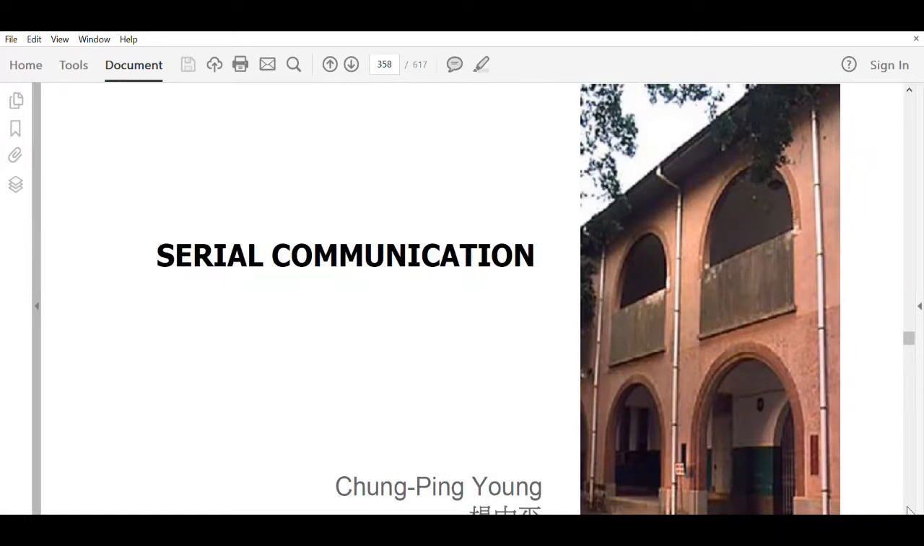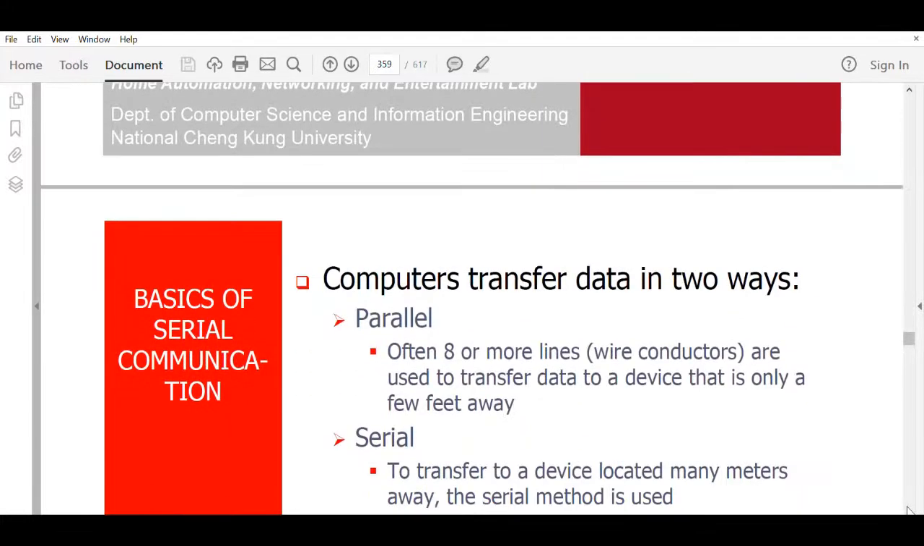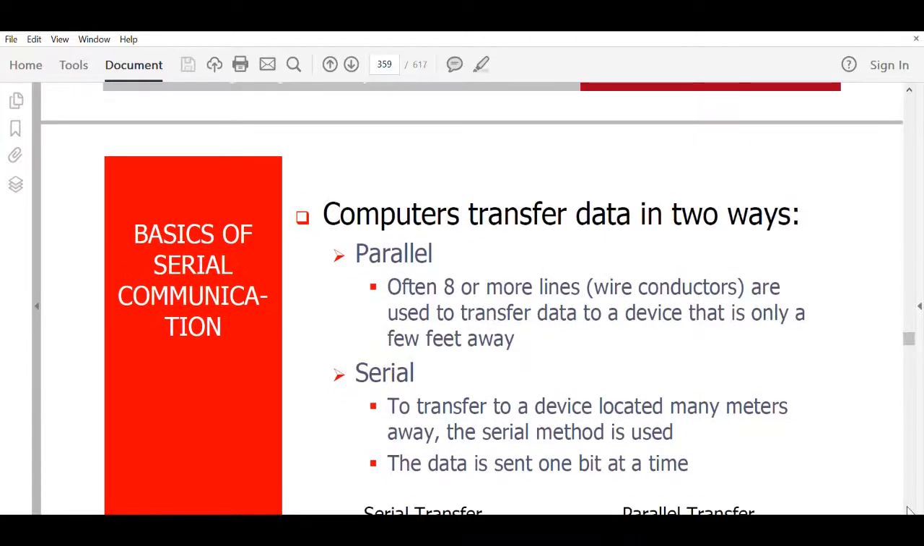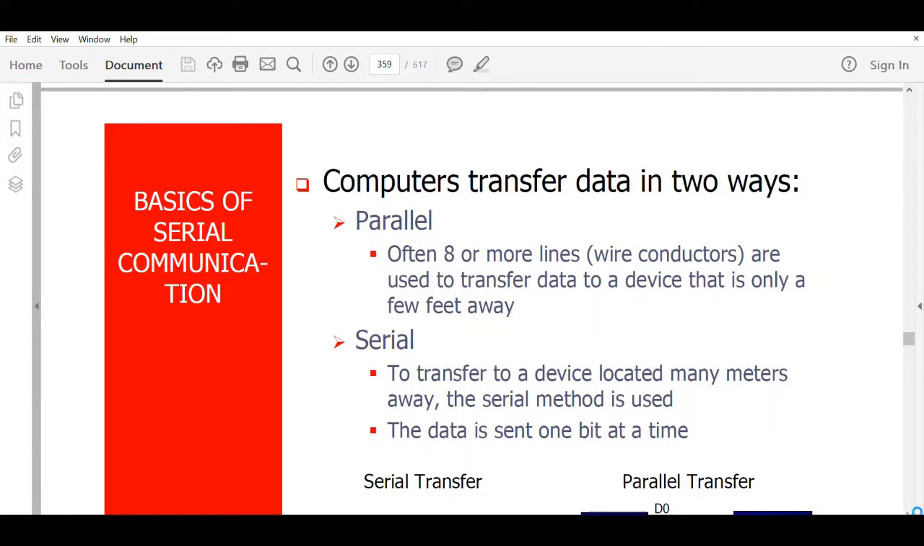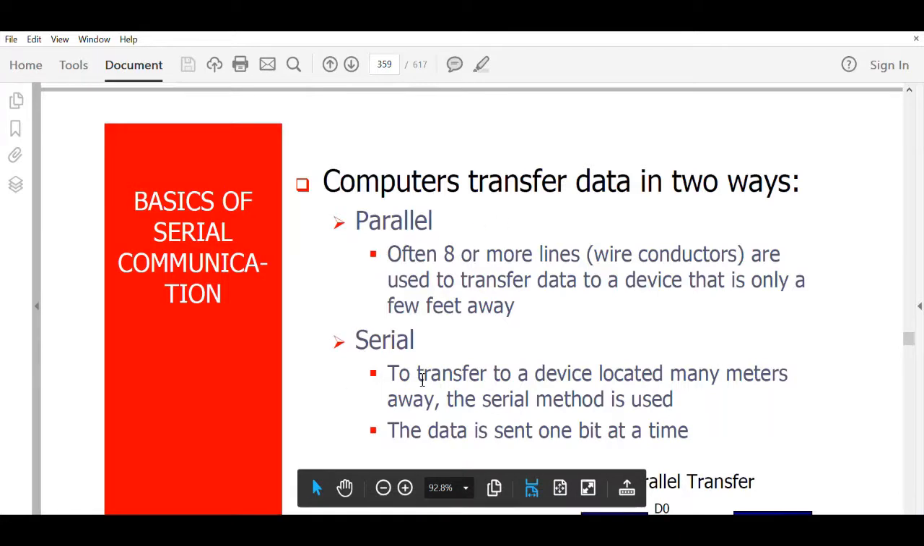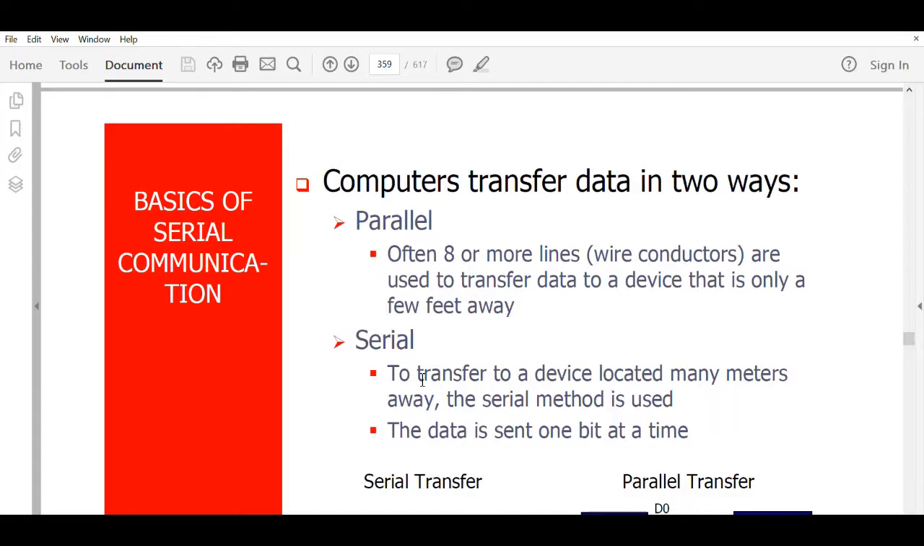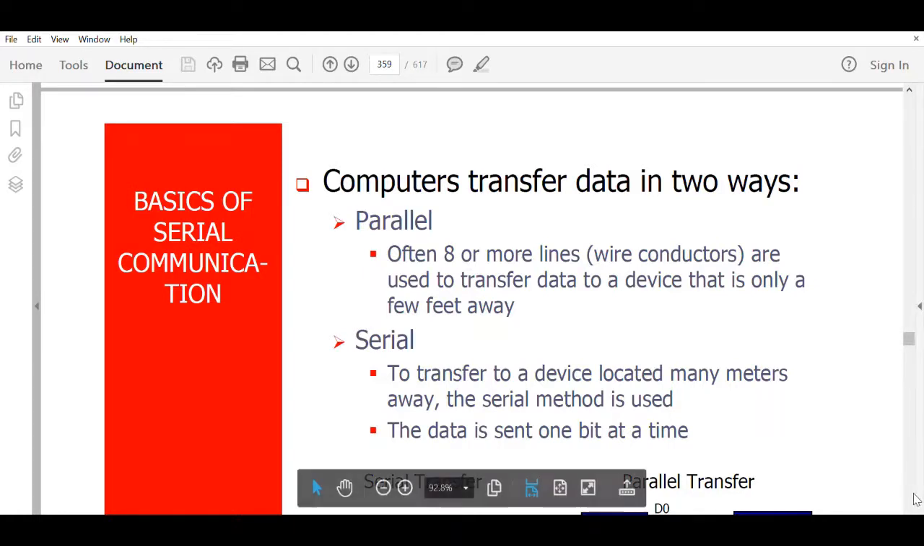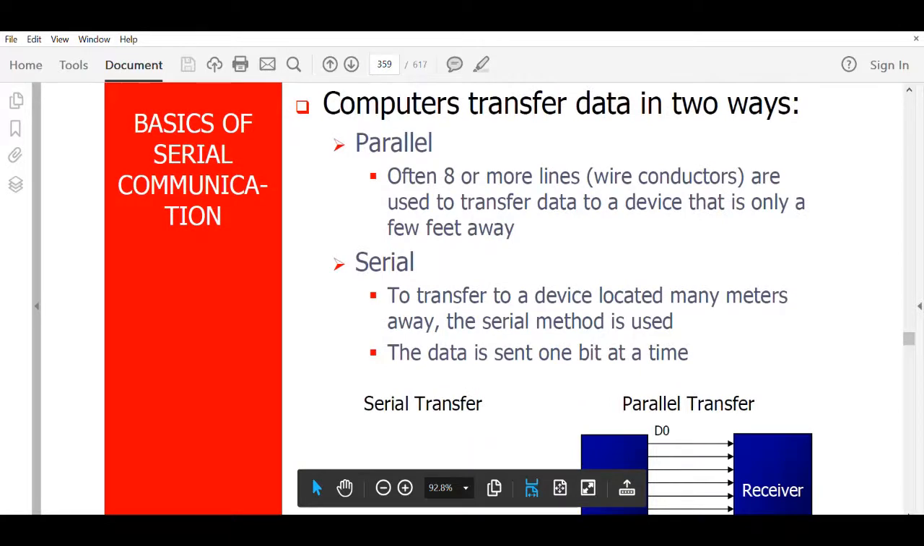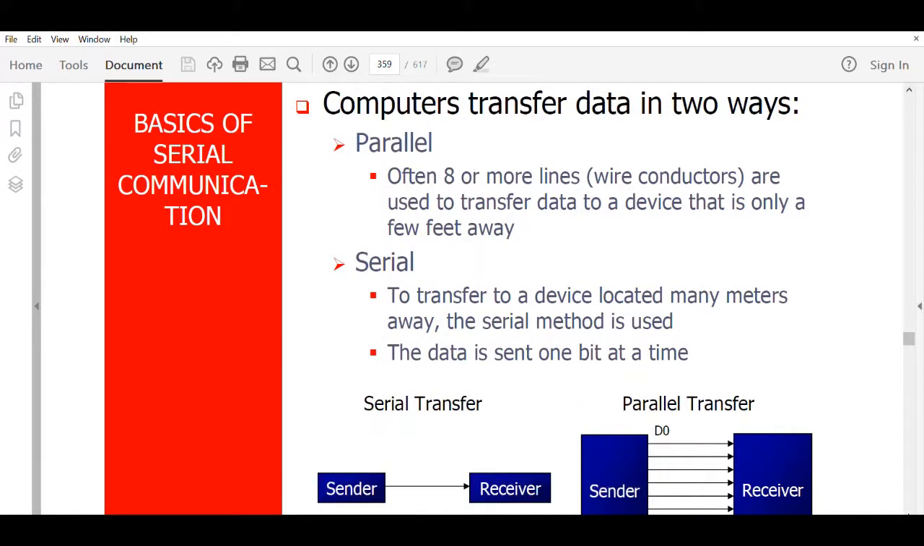Serial communication in 8051. So we know that in computer, the transfer of data is in two ways. One is parallel and one is serial. So here we will be looking at serial communication. To transfer to a device located at a distance, the serial communication is used. So what do you mean by serial communication? It is 1 bit at a time. Bit by bit the data will be transferred.